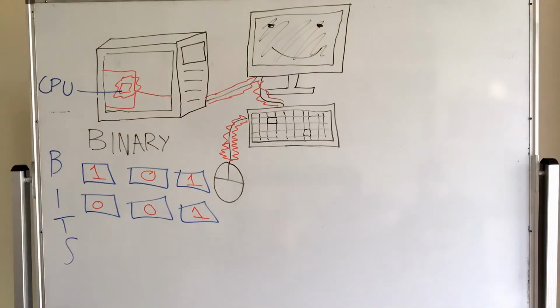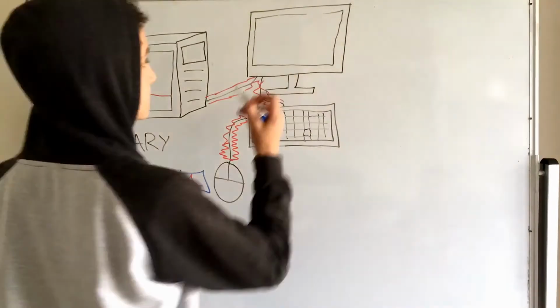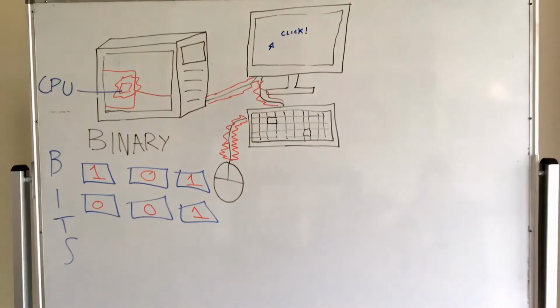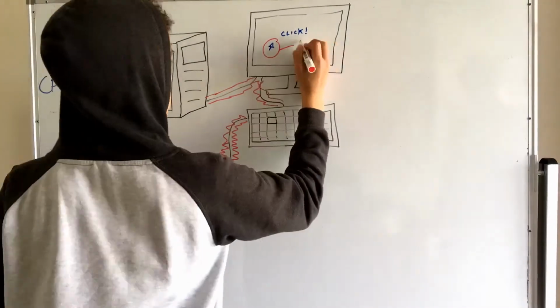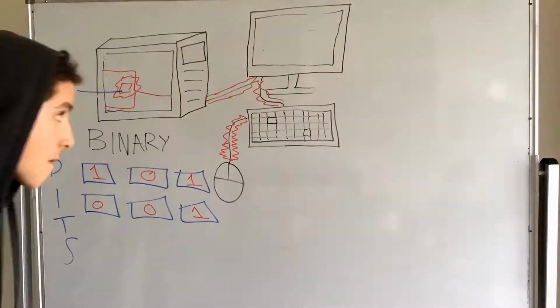The CPU then processes the request that the mouse made and executes it. It fetches data such as where the mouse was on the screen. It then makes the monitor react appropriately by sending it instructions.